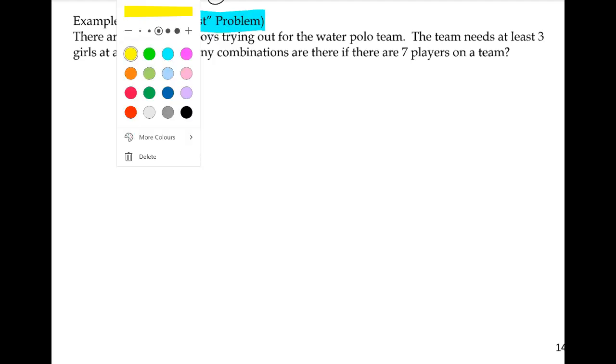So example 7, an at least problem. This is an interesting one because there are going to be multiple cases that we need to consider. So when we see the words at least, that should trigger something in your brain to say multiple cases. There are 5 girls and 5 boys trying out for the water polo team. There need to be at least 3 girls at a time. How many combinations if there are 7 players total?